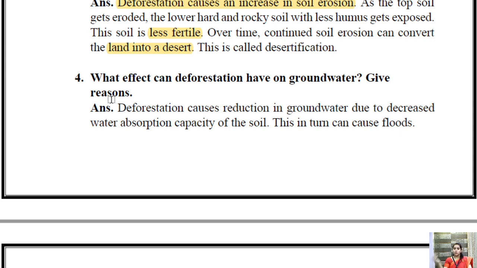जब वहाँ पे soil ही नहीं है तो पानी को absorb कौन करेगा? Okay, so if there is no soil, there will be no absorption of water, and hence the water table will not be maintained, and the water will start to accumulate at places. Are you getting it?